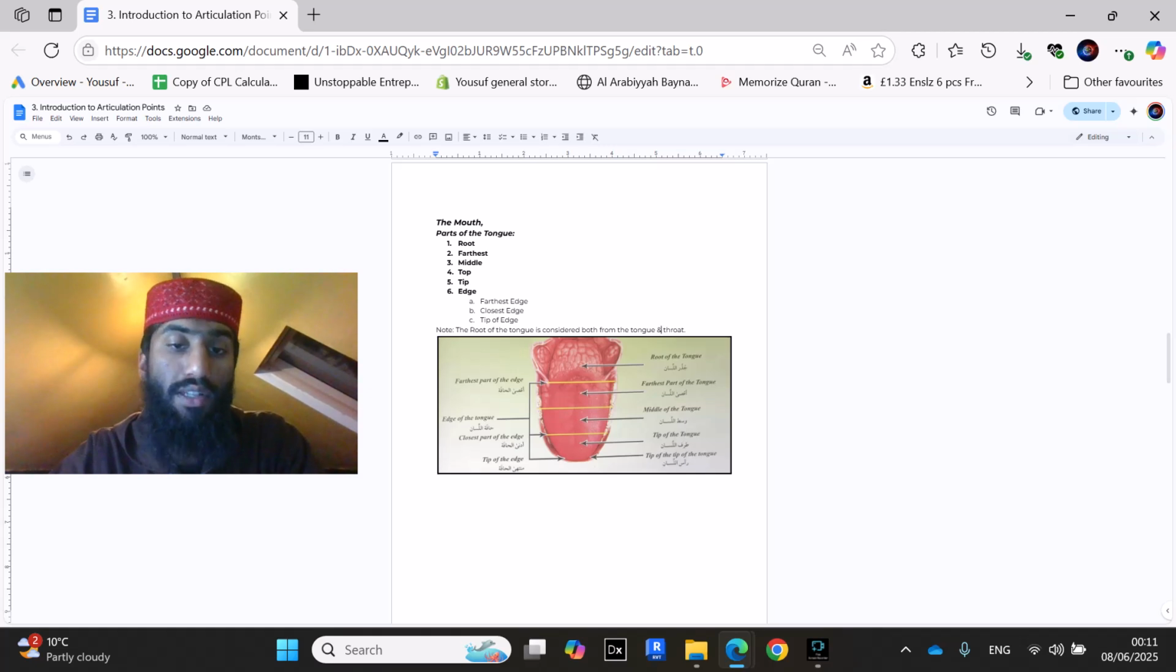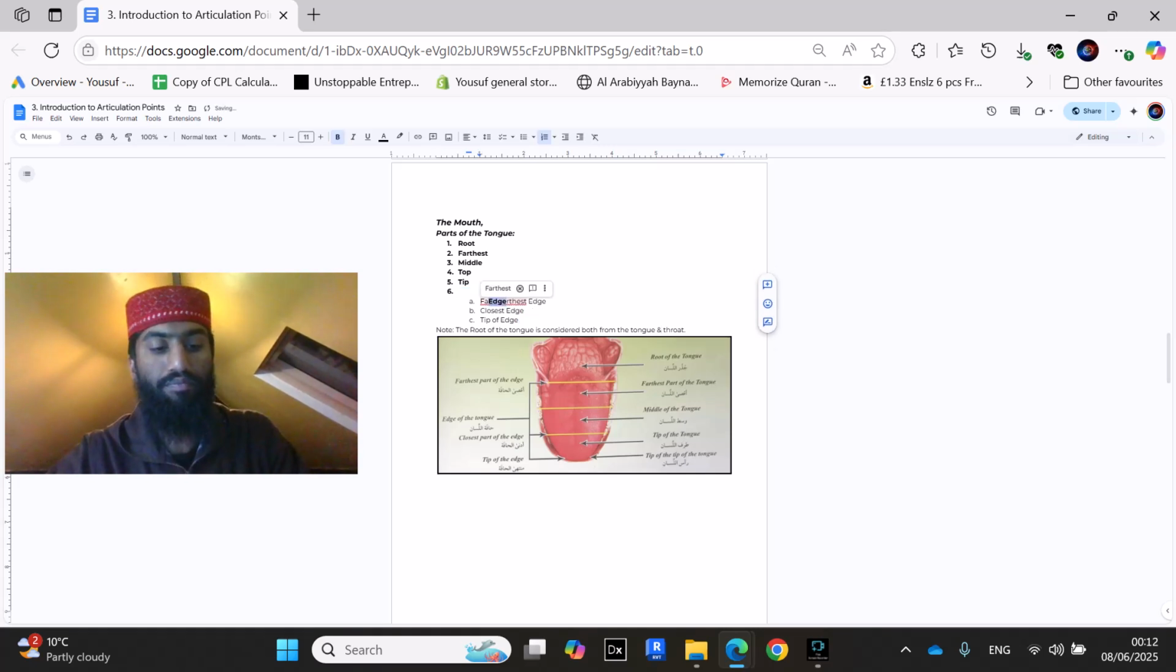This part is the top. So I call it the top of the tongue, but they call it the tip. And then that's the 5 parts, and then we have the edge as well. The edge is literally the edge from the farthest part of the edge to the closest part of the edge, which is at the top of the tongue here, to the tip of the edge here. So that edge is split into 3 parts. Now that is the tongue.